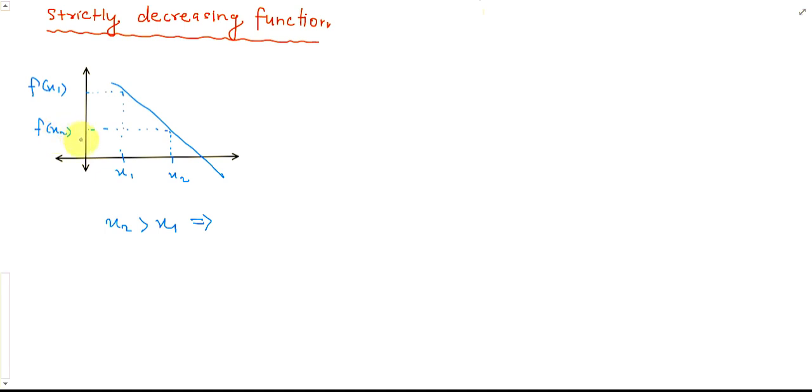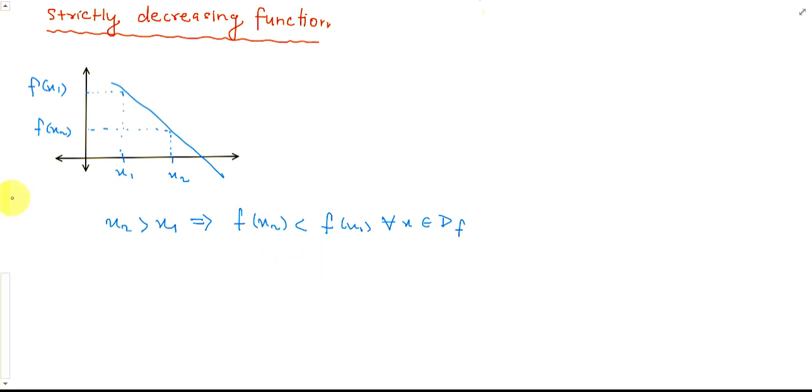So f of x2 is less than f of x1 for all x belongs to the domain of this function. Then such a function is called a strictly decreasing function, and this also becomes the condition for a function to be a strictly decreasing function.